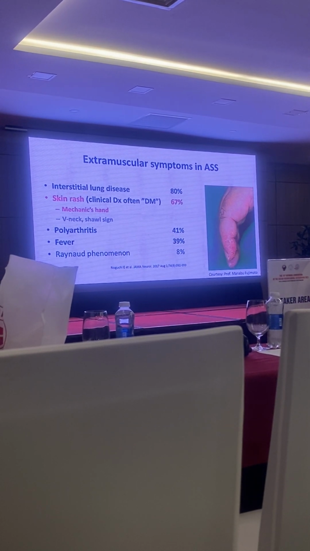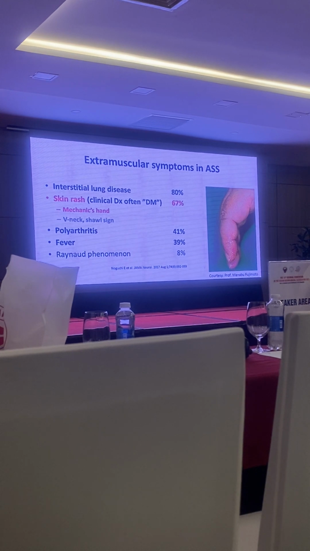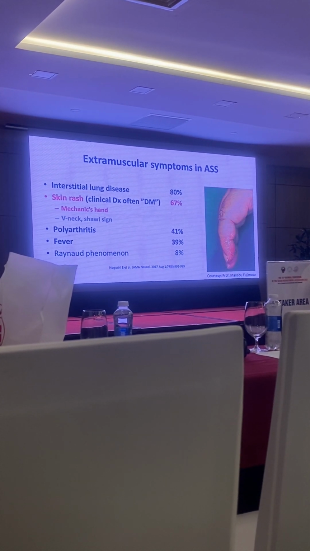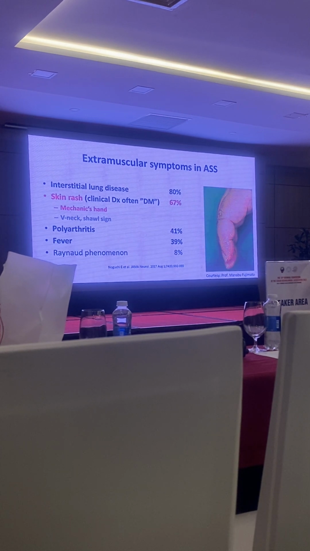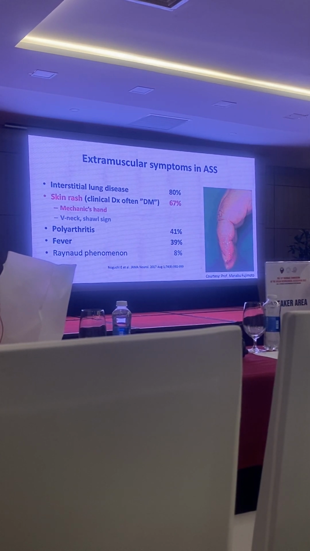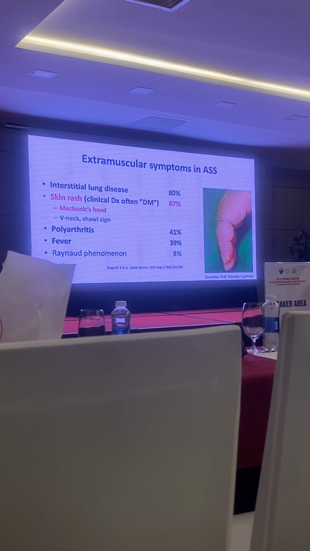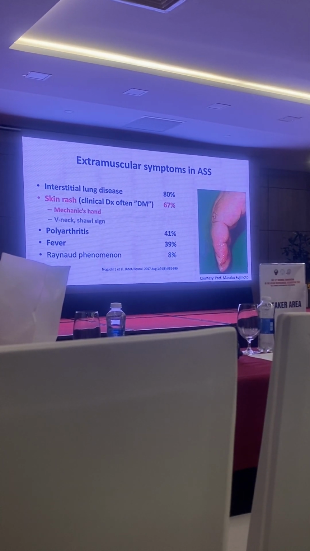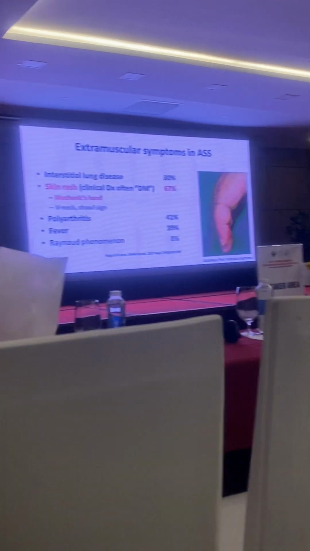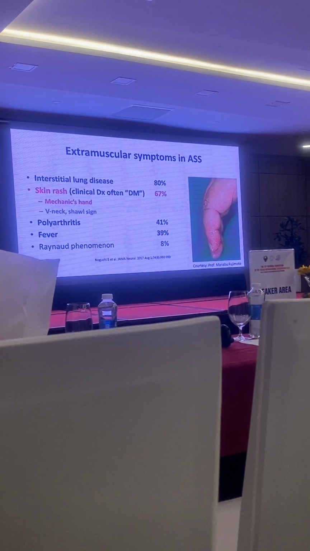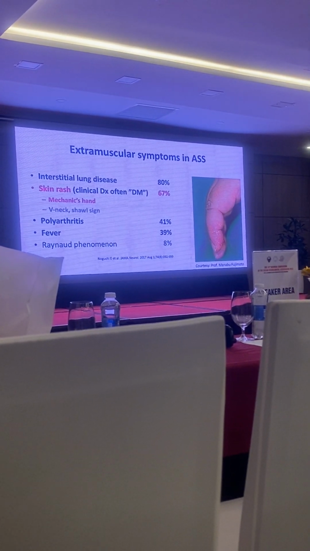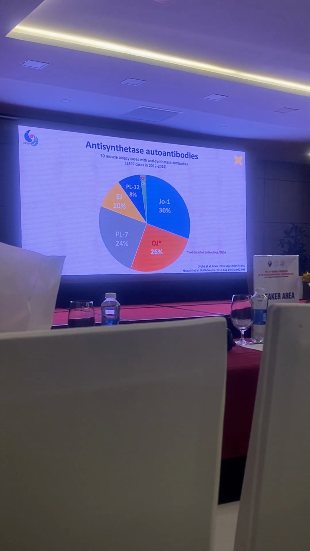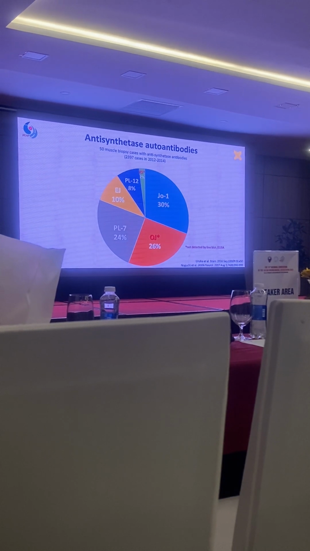But you have to be careful because of this skin rash, those cases are usually diagnosed with dermatomyositis, because the definition is myositis plus skin rash is dermatomyositis. That's why this is also called dermatomyositis. So you have to be very careful about it. And polyarthritis, fever, Raynaud phenomena are usually not seen in dermatomyositis, but seen in antisynthetase syndrome. In our series, Jo1 is the most frequent, and the second most common was OJ.